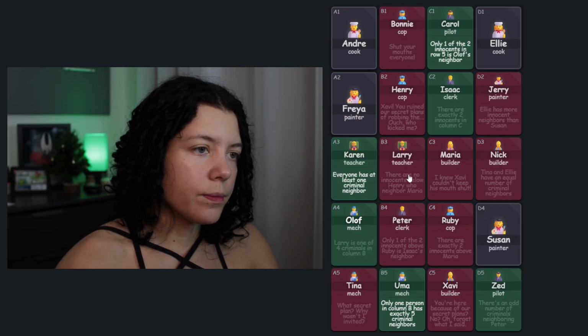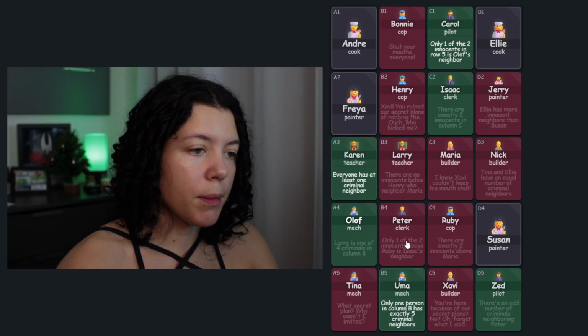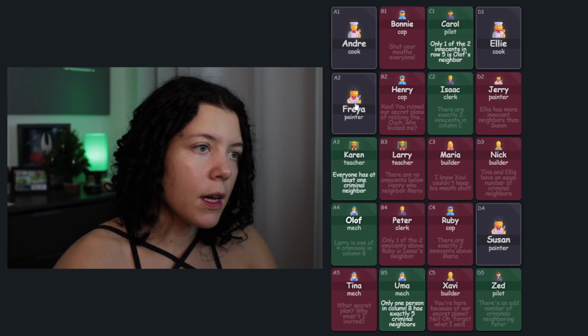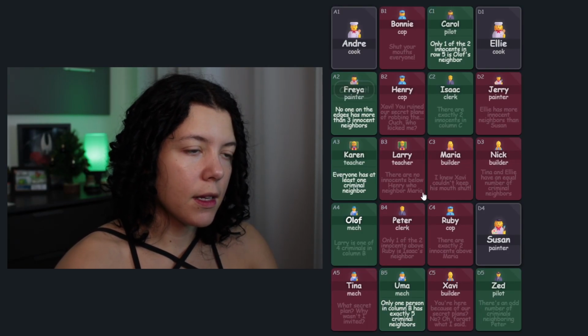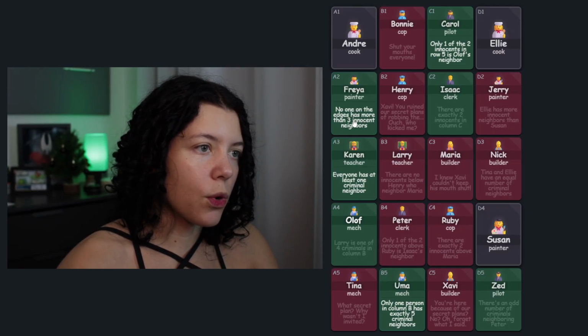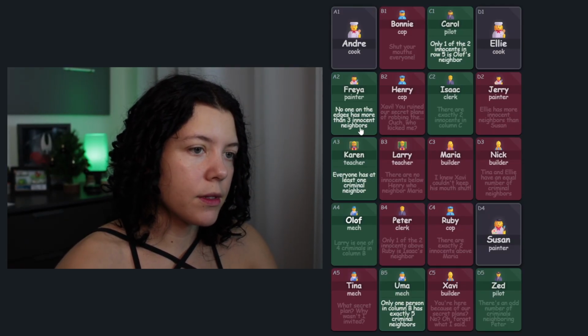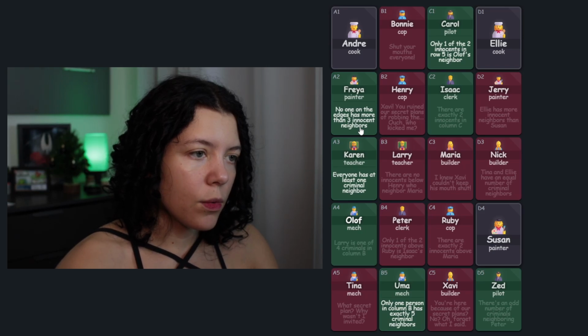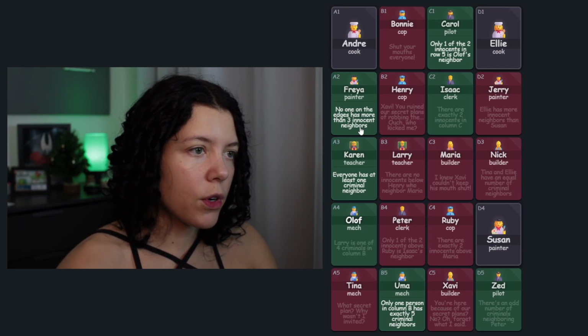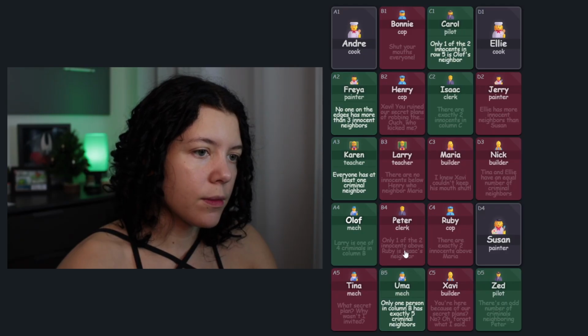Now Larry has 4 criminal neighbors, and we already know that Peter is the person in column B who has 5, so Larry couldn't have a 5th one, which means that Freya is an innocent. And now Freya tells us that no one in the edges has more than 3 innocent neighbors. Who on the edges could have more than 3 innocent neighbors?